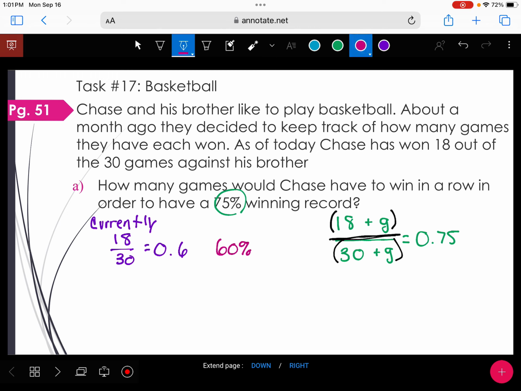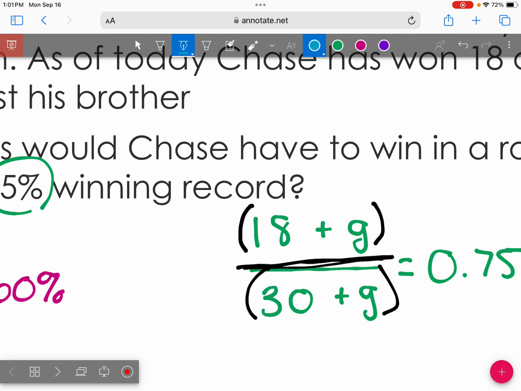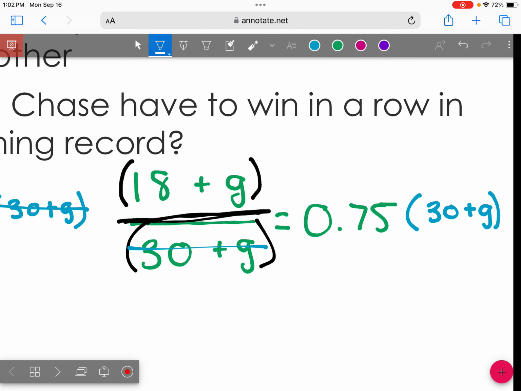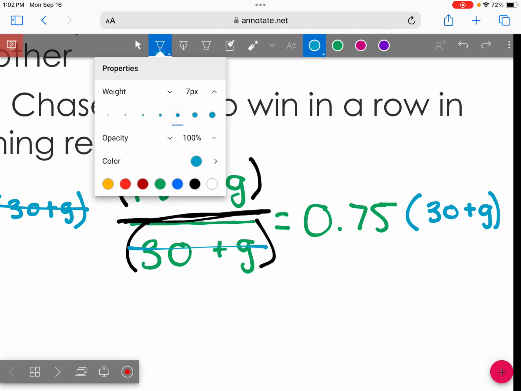Don't square it. Multiply by what? By the denominator. So my denominator is 30 plus G. If I multiply this side by it, that whole thing cancels out. And this side is 30 plus G.